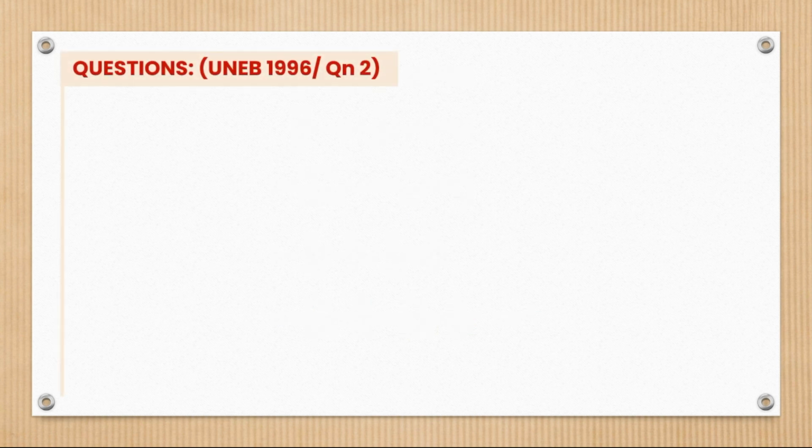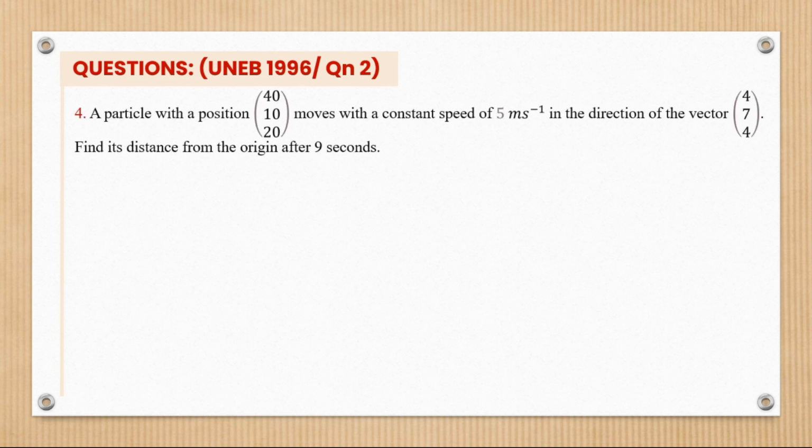So the next question is from UNEB 1996, and this was question 2. We are told that a particle with position (40, 10, 20) moves with a constant speed of 5 meters per second in the direction of the vector (4, 7, 4). Find its distance from the origin after 9 seconds. As you can already see, we're dealing with constant speed, and as I said, whenever I hear the words constant speed, it means that acceleration is 0.